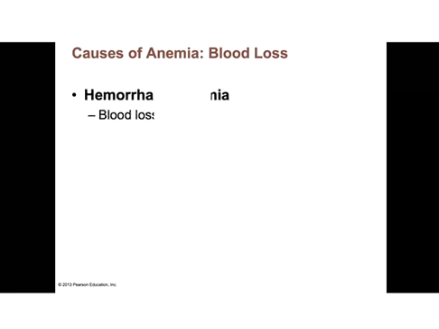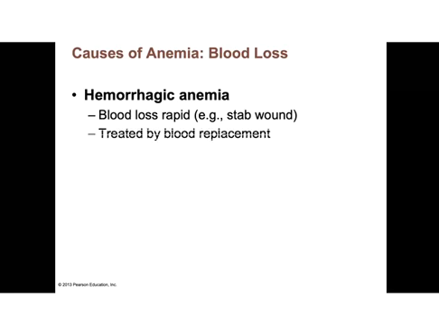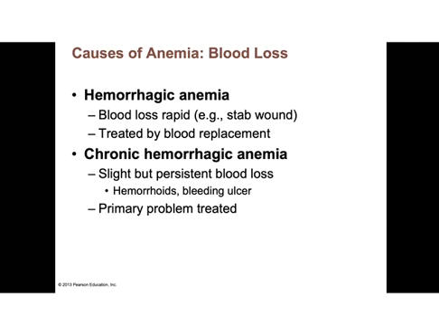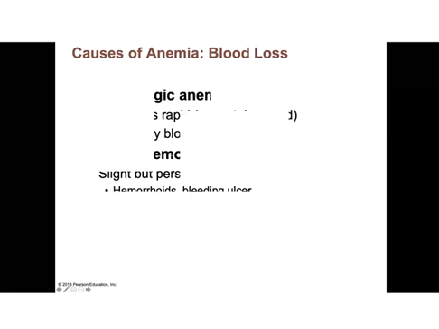Hemorrhagic anemia is the result of blood loss, such as through a stab wound. We treat it by blood replacement. Chronic hemorrhagic anemia is a persistent blood loss through things like hemorrhoids or bleeding ulcers, so internal bleeding. You treat the primary problem and you deal with it. In hemorrhagic anemia, we do sealing of the wound, and then we do replacement through transfusion of the correct blood type, obviously.